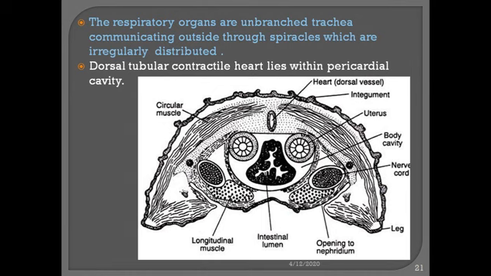Similar to the arthropoda, the respiratory organ in peripatus is the trachea, but it is unbranched and it communicates with the outside through spiracles, which are not regularly distributed all over the body just like in arthropoda. Instead, these spiracles are irregularly distributed. So the respiratory system is composed of unbranched trachea, which communicates with the outside through the spiracles that are irregularly distributed over the body.